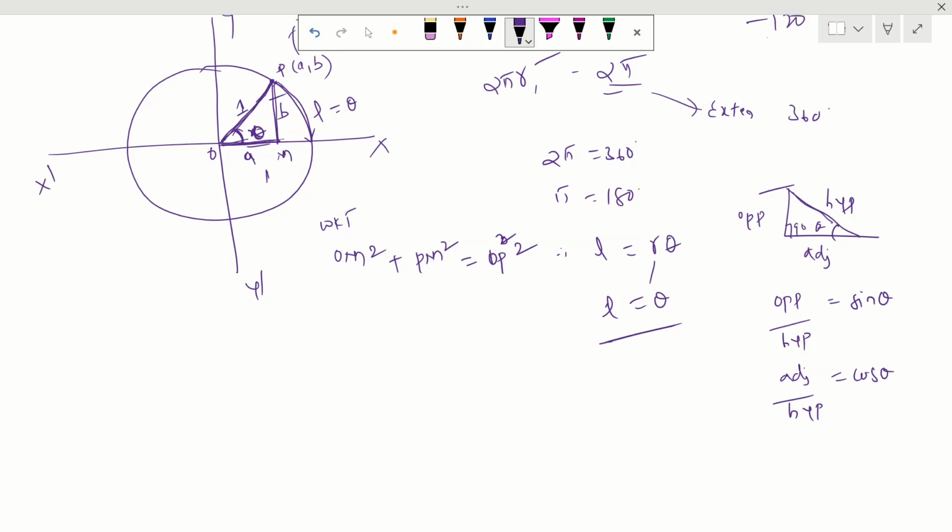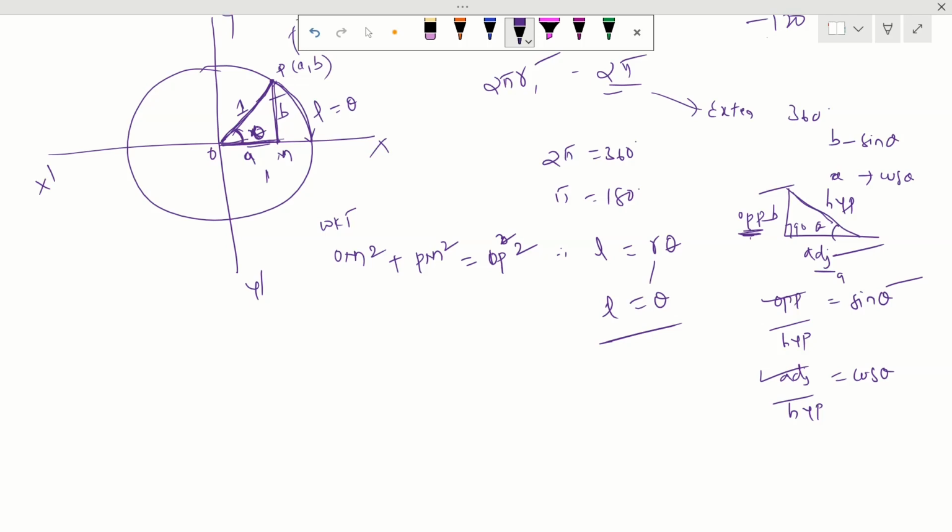And what is this side? It is B, and the adjacent side is A. B is the opposite side, and the opposite is what we have in sine theta, so B is sine theta. A is the adjacent side, and the adjacent is what we have in cos theta, so A is cos theta.